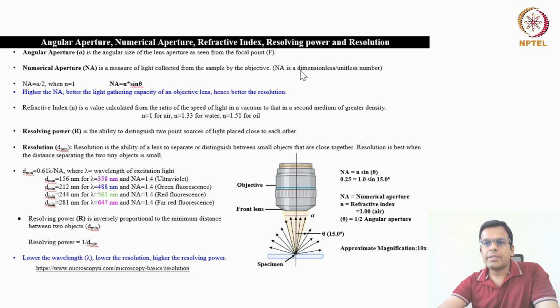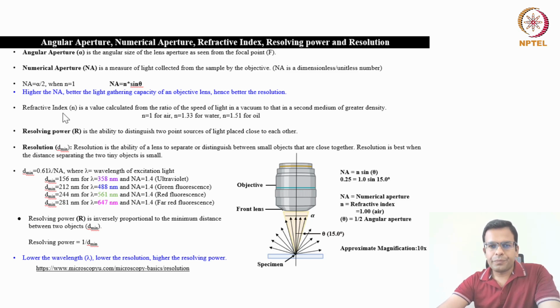Numerical aperture is a dimensionless or unitless number, so there is no unit for the numerical aperture. Generally, NA is equal to alpha by 2, that is, numerical aperture is equal to angular aperture by 2 when n is equal to 1, where n is the refractive index of the medium. For air, the refractive index is 1, so NA is alpha by 2. In other words, NA is equal to n sine theta, where theta represents the half angle of the cone of light.